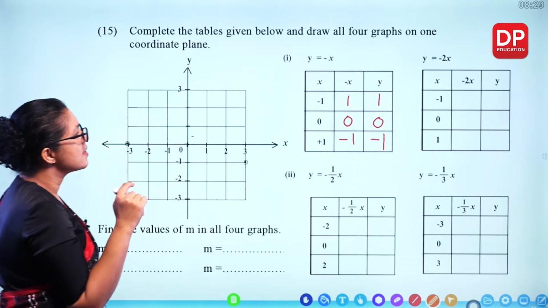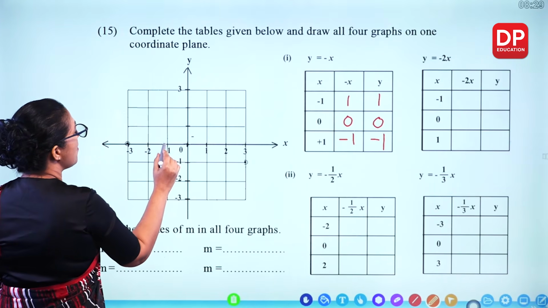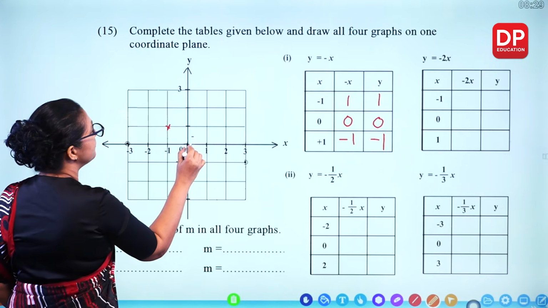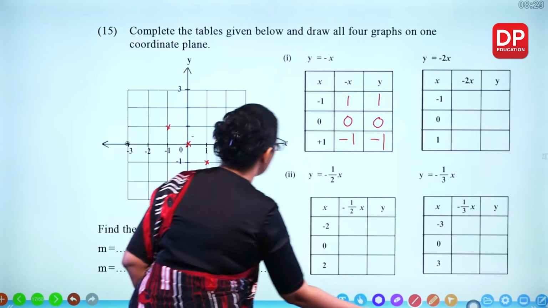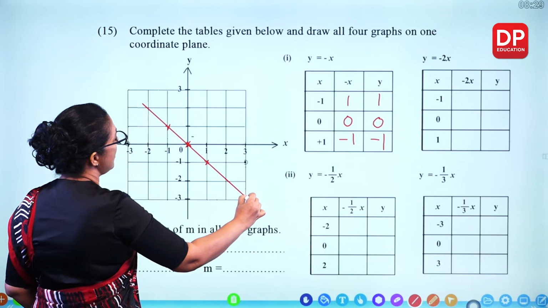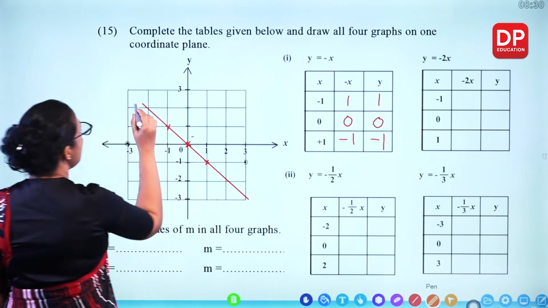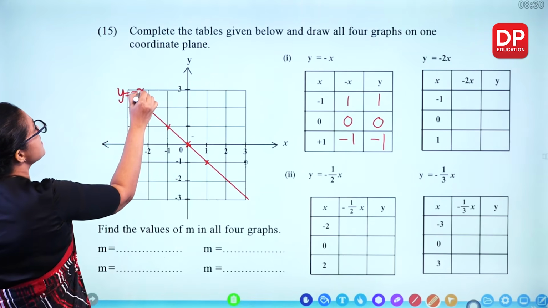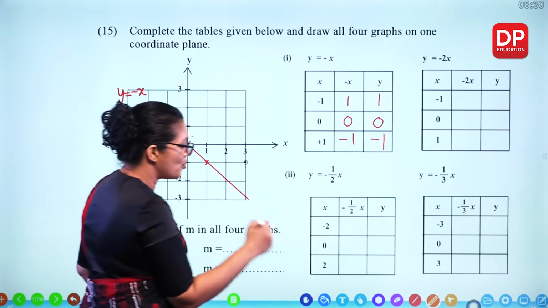Now try to mark this: x equals -1 and y is 1; 0, 0; 1, -1. Now try to connect this with the ruler. What do you observe? A straight line like this. So we can label it as y equals -x. What's the next one? Y equals -2x.